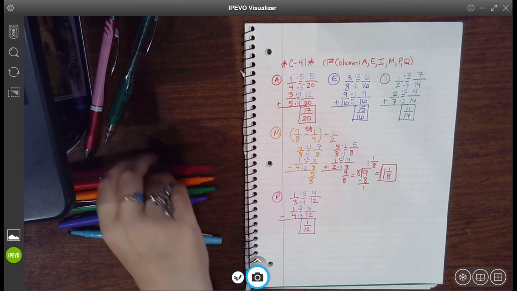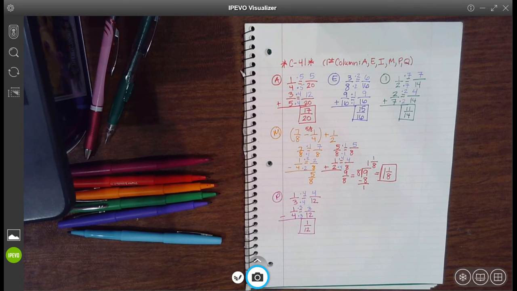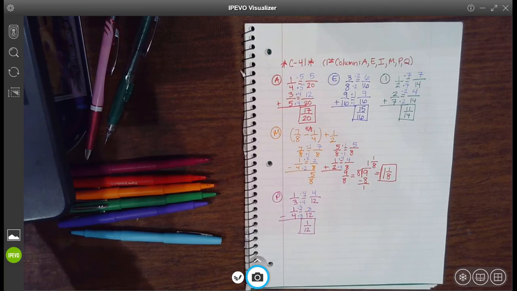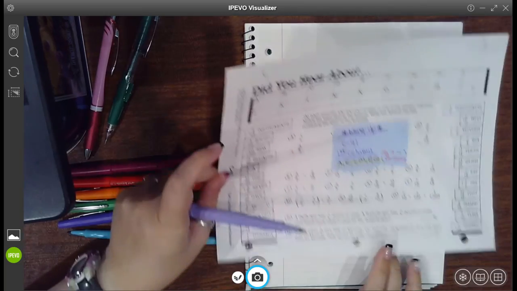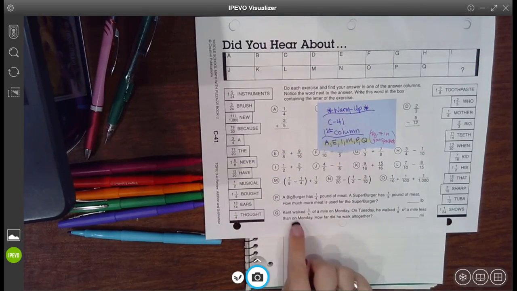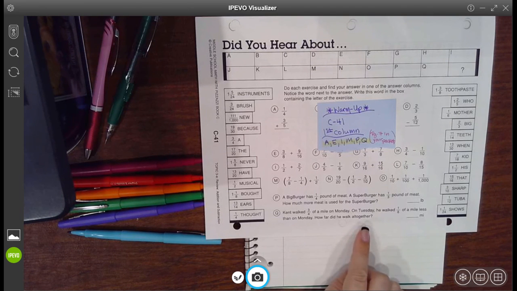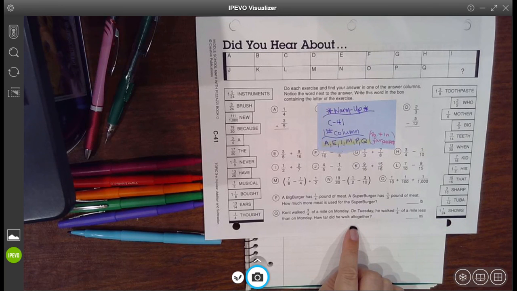Okay, and the final one I asked us to do, if I take a look, is Q. Q says, Kent walked 3/4 of a mile on Monday. On Tuesday, he walked 1/8 of a mile less than on Monday. How far did he walk altogether? How far did he walk altogether means how far did he walk Monday and Tuesday?